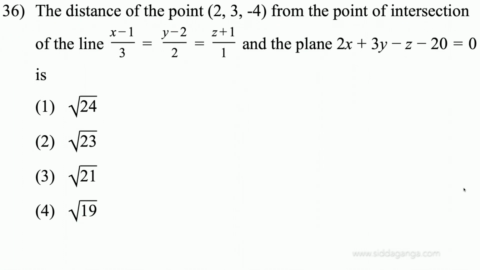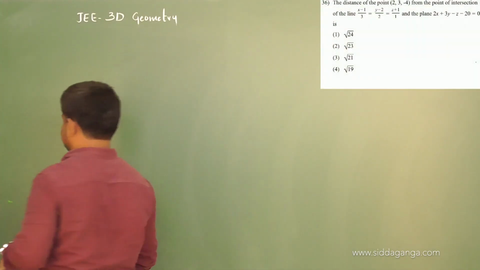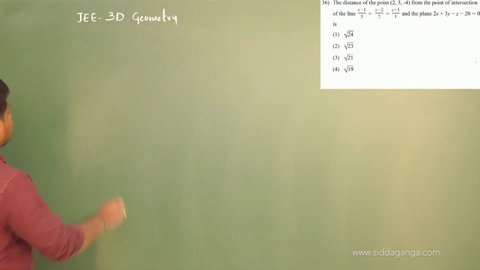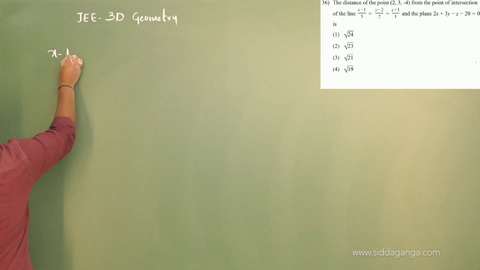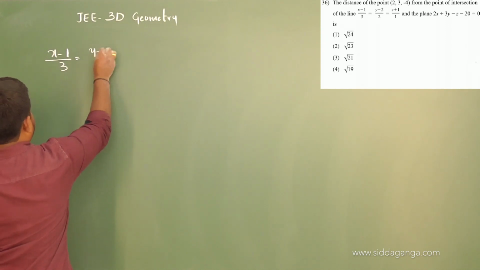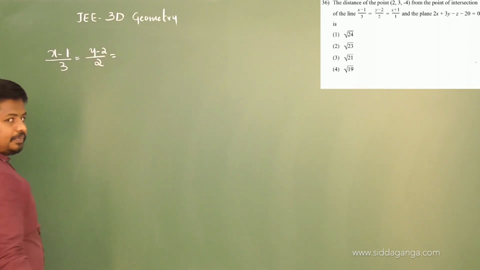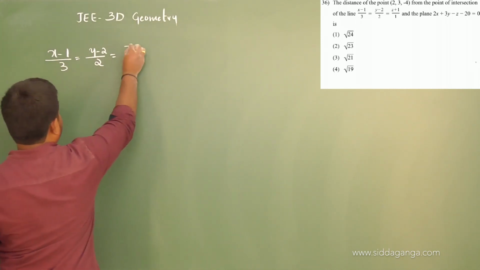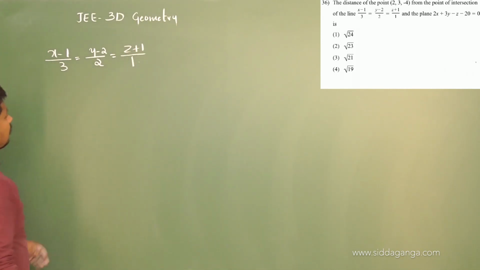So a simple one. Same as before. Here we have a line, x minus 1 by 3, that is equal to y minus 2 by 2, that is equal to z plus 1 by 1. This is our given line. So let me take any point on this line.